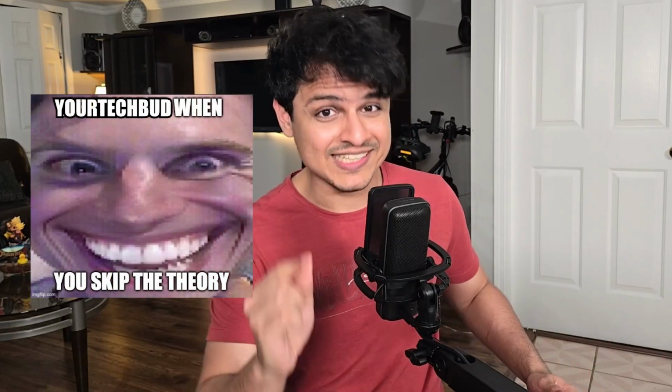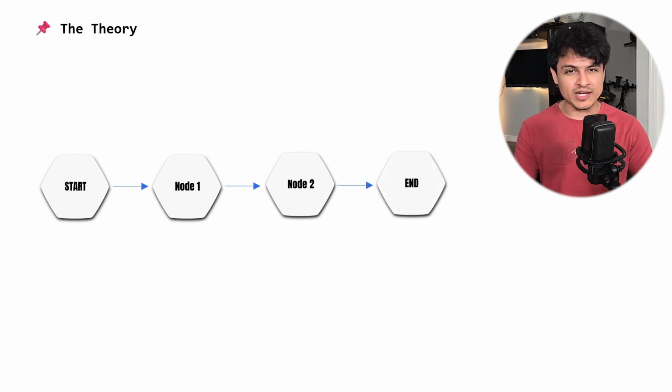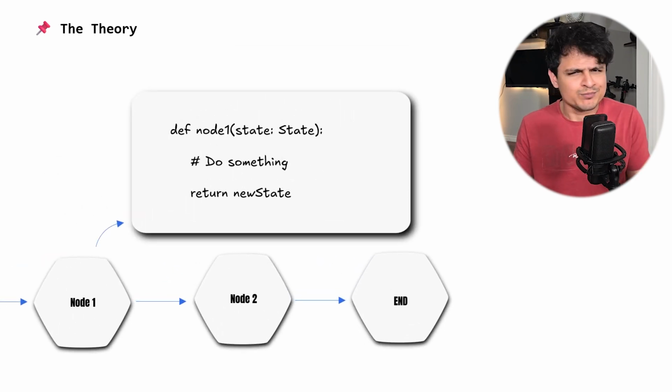Time to get started. We're gonna start with a little bit of theory. Don't you dare skip, it's important. LangGraph, as the name suggests, is a graph of agents, where each node is essentially a function connected to other nodes by edges. You can do whatever you want with these functions. For example, you could call an LLM.